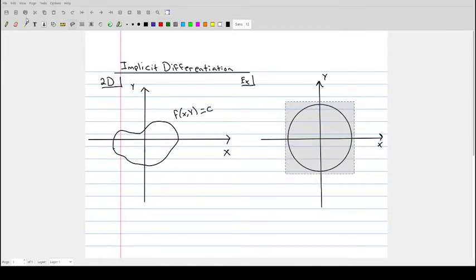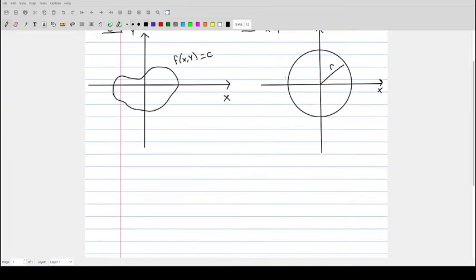So we have a circle of radius r, and we know that the equation for the circle of radius r in Cartesian coordinates is given by x squared plus y squared is equal to r squared. Or for fixed values of c, the level curve for the multivariable function f of x, y is equal to x squared plus y squared. When you fix values of c, you get level curves. So in general, the level curve of a function could be some very complicated function f, but in the example of a circle, the function is just x squared plus y squared.